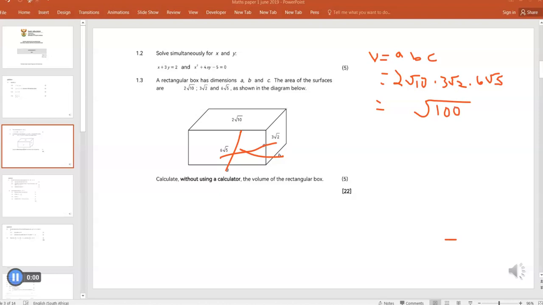Same thing applies with the numbers outside. 2 times 3, that is 6. 6 times 6, that is 36. So 36 outside, just multiplying everything there.